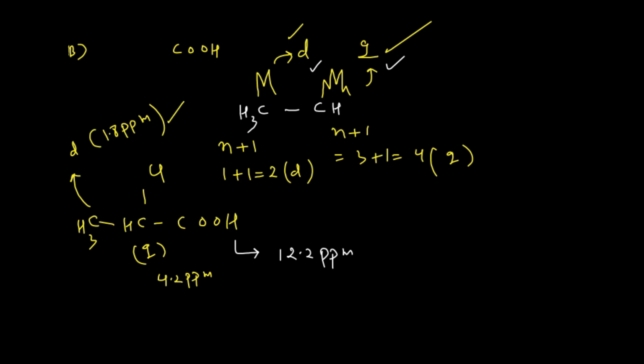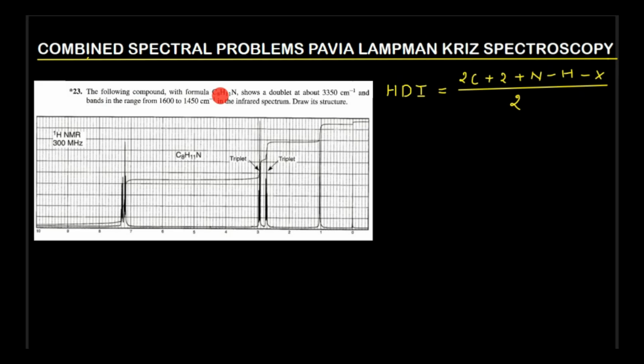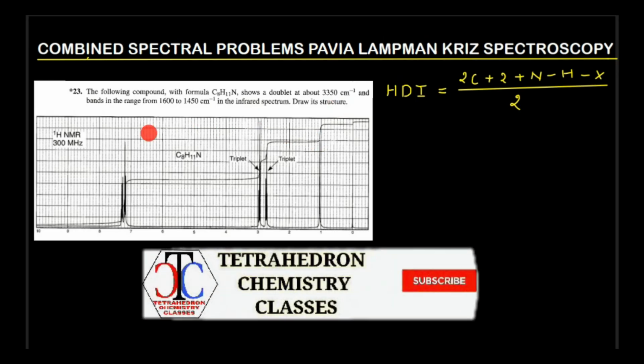The following compound with the molecular formula C8H11N shows a doublet at about 3350 cm⁻¹, and bands in the range of 1600 to 1450 cm⁻¹ in the IR spectrum. Draw its structure. Okay, and this is the proton NMR spectrum.